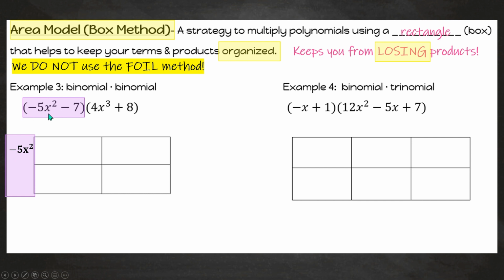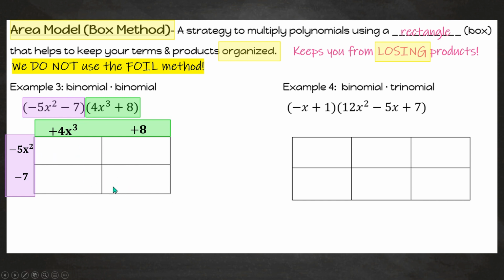So we have negative 5x squared and we have negative 7. We're going to set that up along the left side of our rectangular box. And then we have 4x to the power of 3 plus 8, and we're going to set that up along the top of our area model. Okay, now we have to fill in the box.